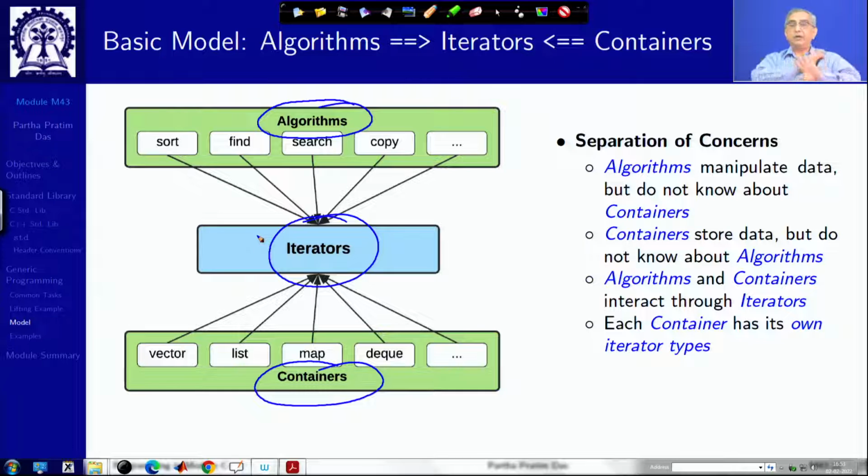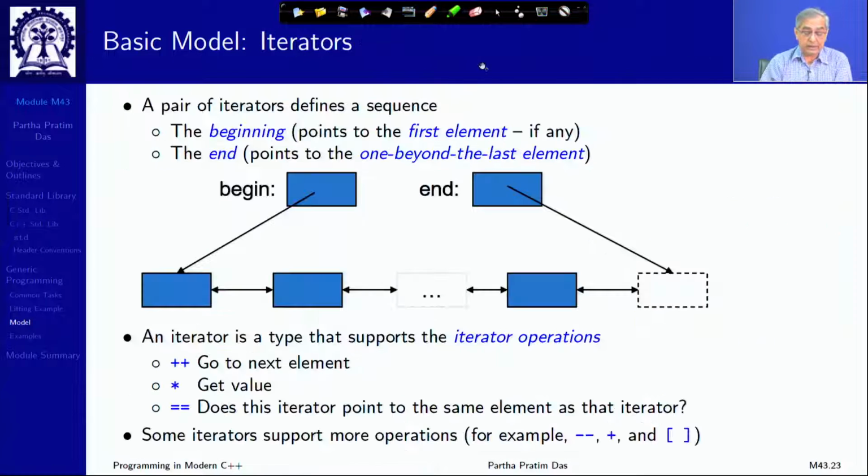So, if the algorithm does not assume that it knows the container, if it knows that there is somebody called an iterator which will give you the elements one by one, then the algorithm can be written even without knowing the container. The containers can be implemented without knowing what the algorithm would do with them, because all that they need to provide is the implementation of the iterator, that is the beginning, the end, the current position, how to go to the next position and how to give the next element.